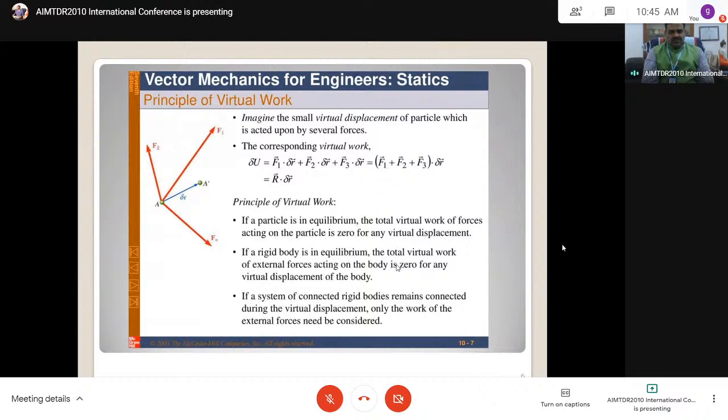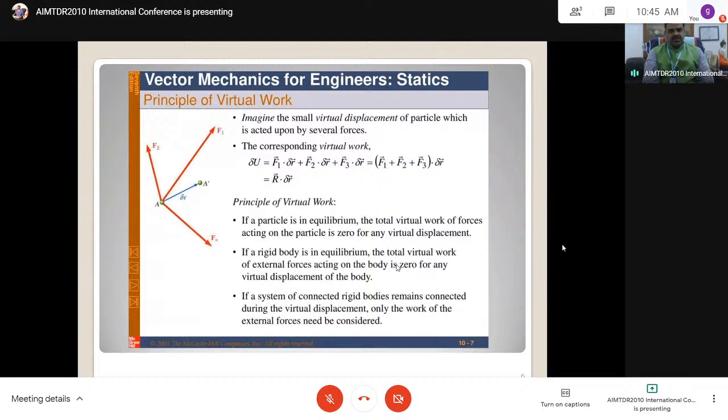Or in other words, if a particle is in equilibrium, please see these analogies. If a particle, a rigid body, or a system. System means a mechanical or a civil system. A rigid body is one body. A particle has negligible dimension, though it consists of atoms, molecules, electrons, etc. If a particle is in equilibrium, the total virtual work of forces acting on the particle is zero for any virtual displacement.